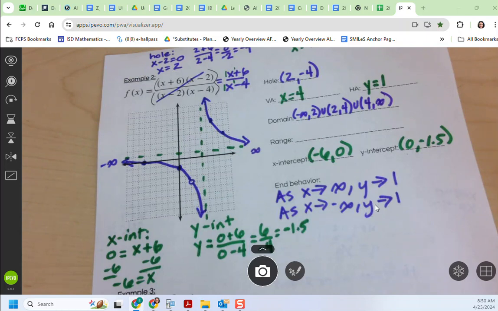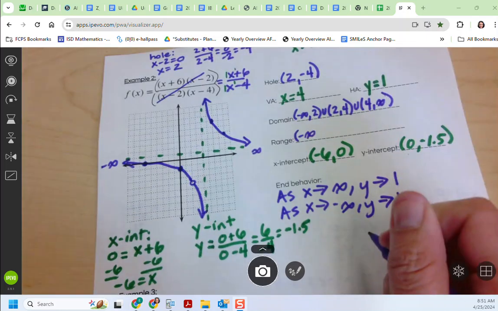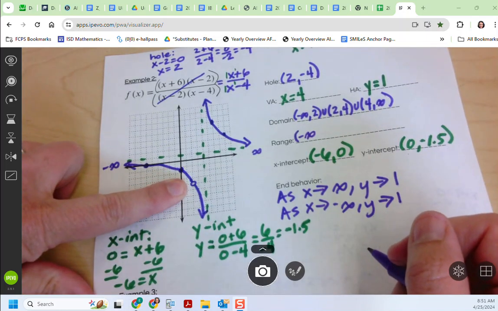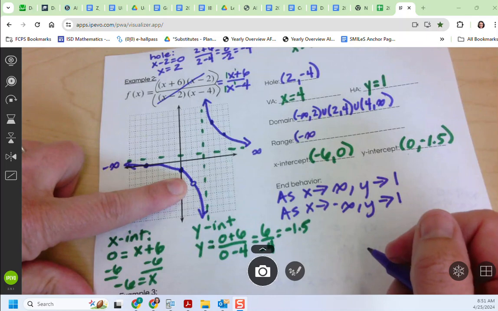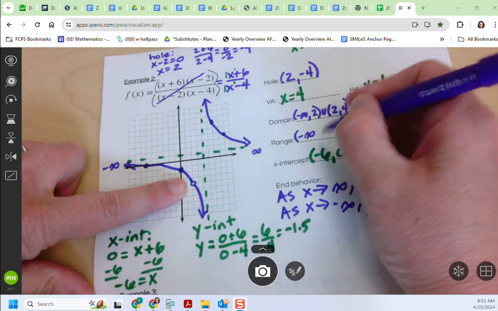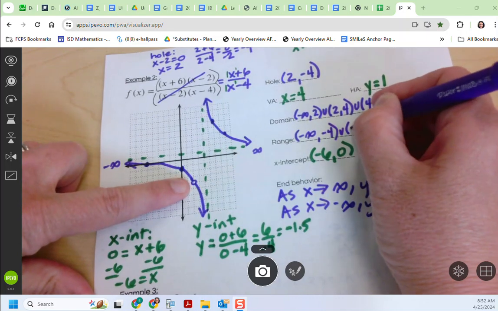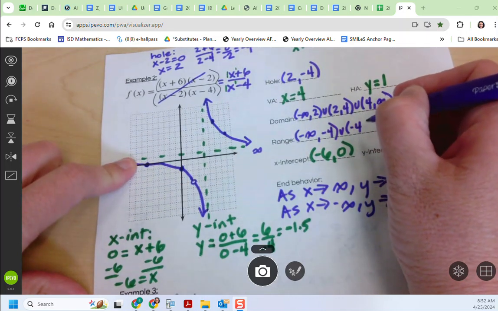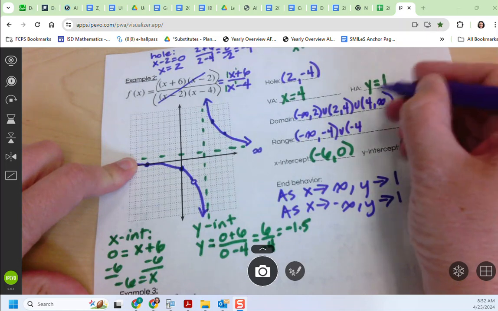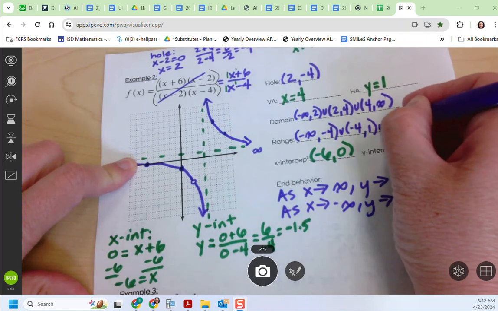Try your range. In the range, again, you're going to leave out the hole. Okay, for your range, you should have started at negative infinity. And then what's the y value of the hole? Negative 4. So you go negative infinity to negative 4. Then you start again at negative 4, and you go up until your asymptote, which is at 1. And then 1 to infinity.